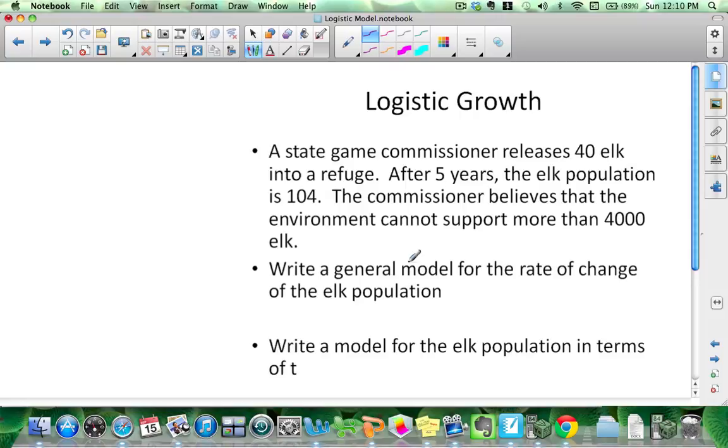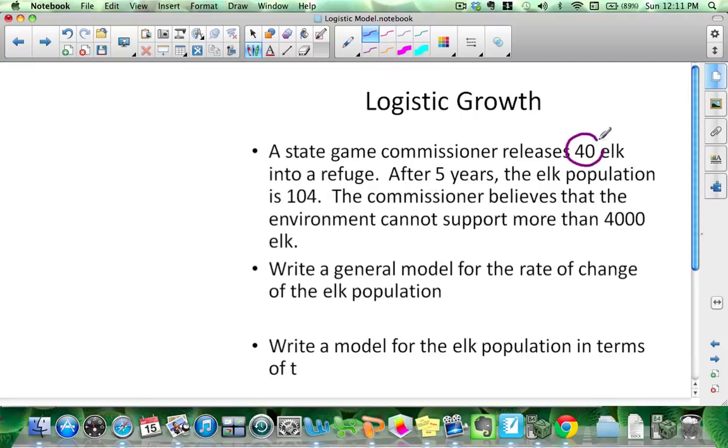So let's do an example. A state game commissioner releases 40 elk into a refuge. After 5 years, the elk population is 104. The commissioner believes that the environment cannot support more than 4,000 elk. I want a general model for the rate of change of the elk population, and I want a model for the elk population in terms of t. So I want both the differential equation and the solution.